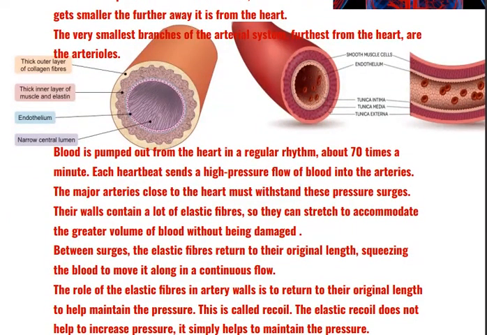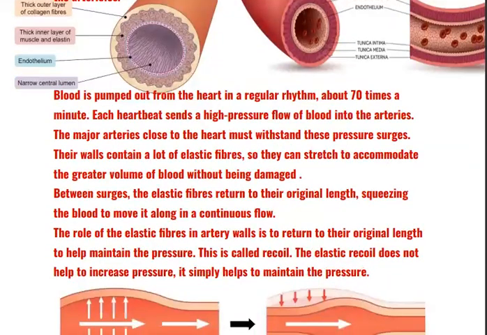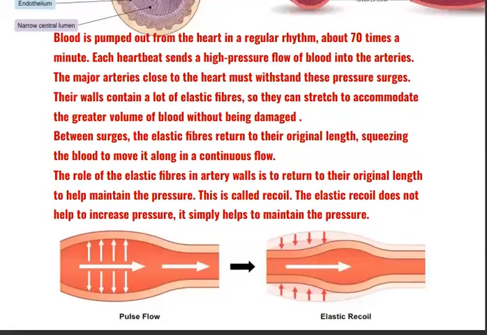Blood is pumped out from the heart in a regular rhythm, about 70 times a minute. Each heartbeat sends a high-pressure flow of blood into the arteries. The major arteries close to the heart must withstand these pressure surges. Their walls contain a lot of elastic fibers, so they can stretch to accommodate the greater volume of blood without being damaged.